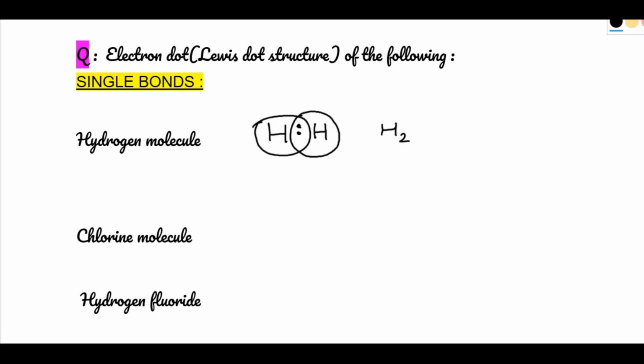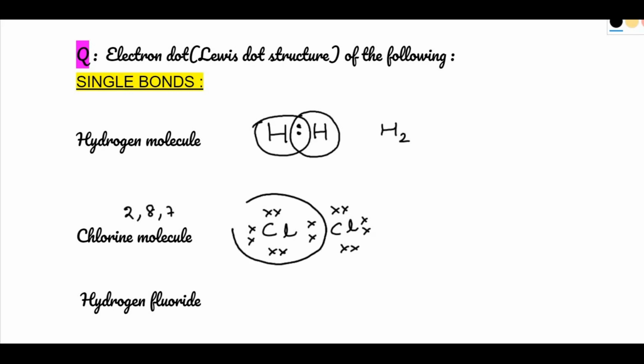Okay. Chlorine molecule. Chlorine is 17, which means 2, 8, 7. So 1, 2, 3, 4, 5, 6 and 7. The other chlorine also has 1, 2, 3, 4, 5, 6 and 7. Both the chlorine atoms share 1 electron each, and hence they reach their noble gas configuration. Both of them are getting 8 each. So you get a diatomic molecule Cl2.